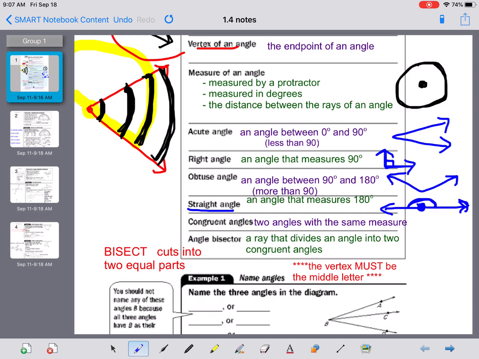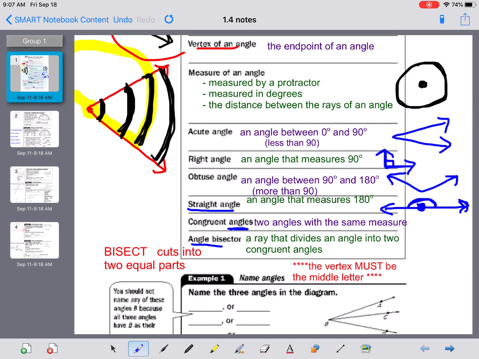Okay, congruent angles, two angles with the same measure. Just like congruent segments were segments with the same measure, congruent angles are angles with the same measure. And remember, if we're talking about the angles themselves, the objects, they are congruent. If we're talking about how big they are, their measure, it would be equal, and you're only talking about one at a time then, okay?